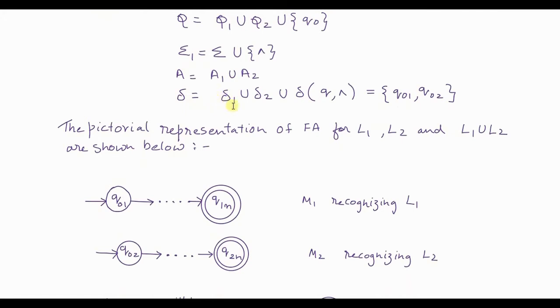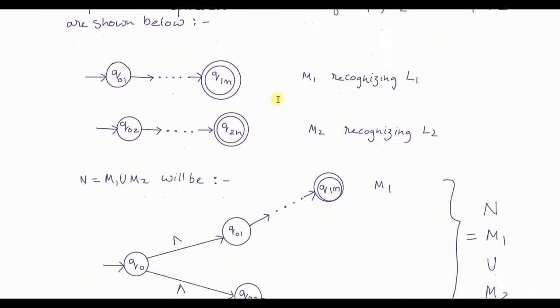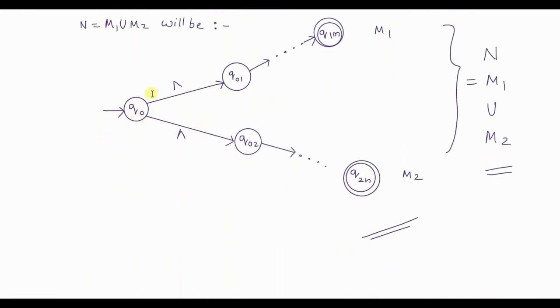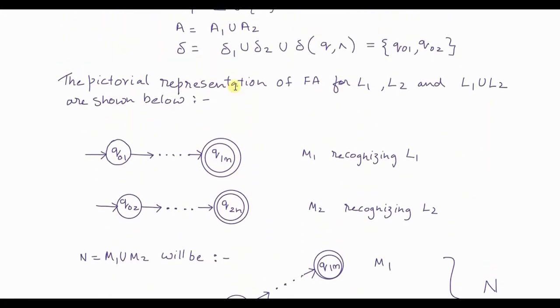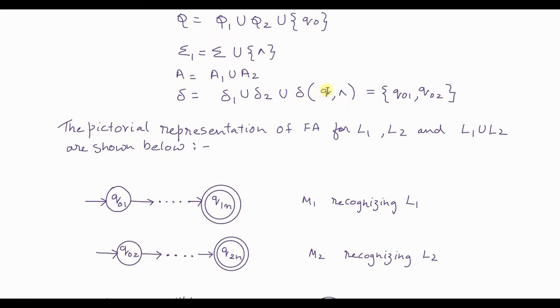It will include all the transitions of machine M1, it will include all the transitions of machine M2, plus there will be an extra transition. These are the extra transitions: from q0 on reading null it goes to q01. So from a particular state q in general, on reading null it will go to either q01 or it will go to q02. So these will be the transitions.